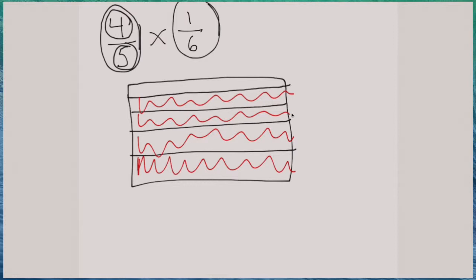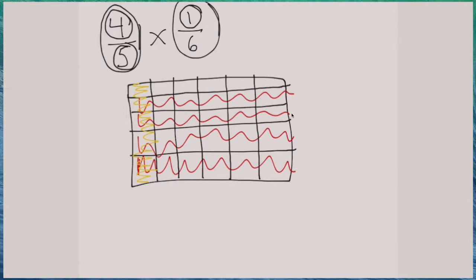So I'm going to do this vertically. 1, 2, 3, 4, 5, and 6. Now I've got to color in the number of columns that matches my numerator. So I color in one column. Now I have all the information I need to find my answer.